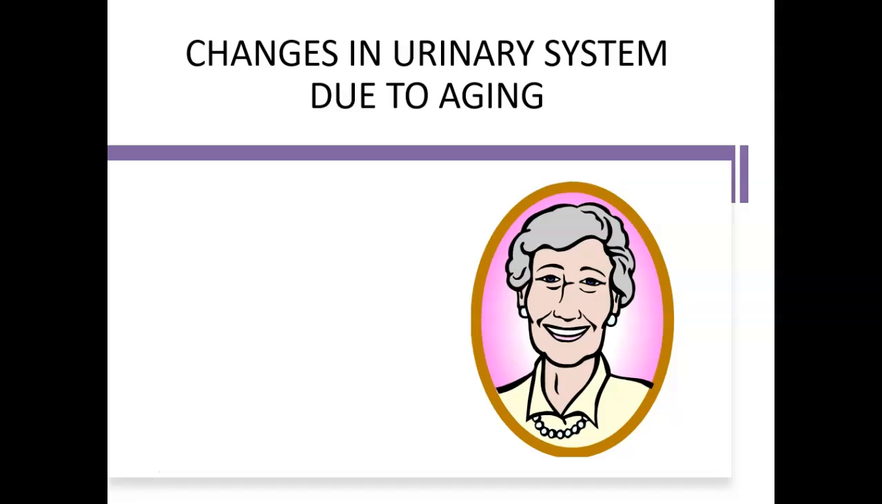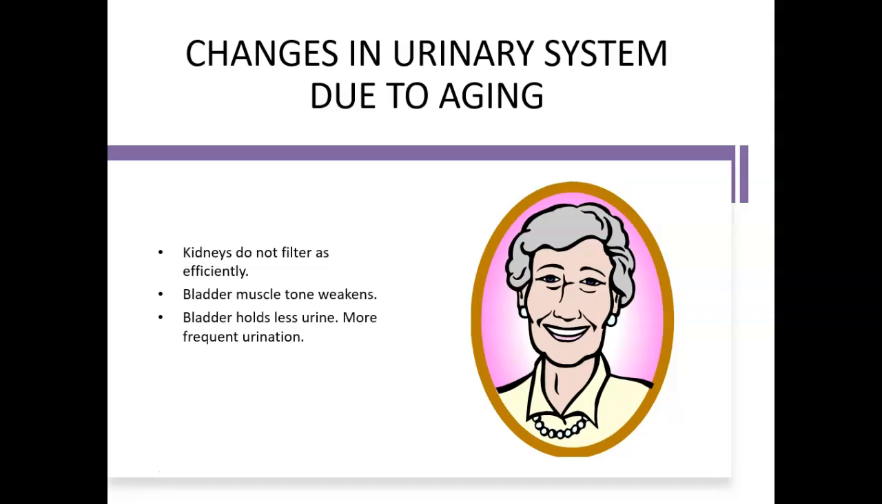Changes in the urinary system due to aging. The kidneys do not filter as efficiently. The bladder muscle tone weakens. Bladder holds less urine, so there's more frequent urination. Bladder may not empty completely, which is an increased risk of UTI. The longer it sits in the bladder, the more risk of bacteria forming.